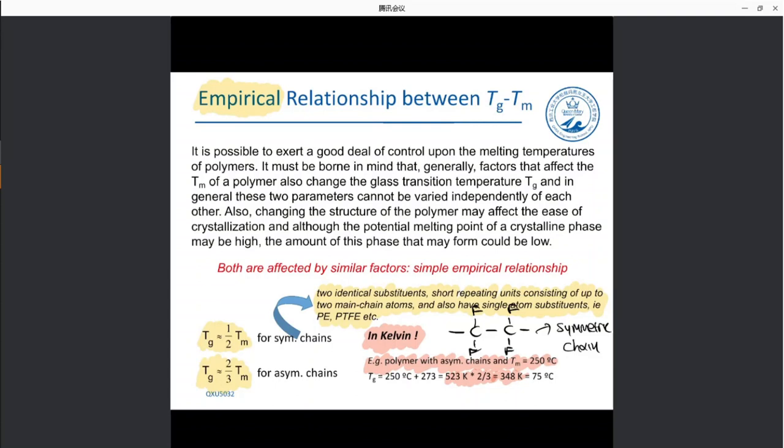This shouldn't be treated as a relationship that is always very accurate, but it can give us some indication about the range of temperatures in which we can observe the glass transition.